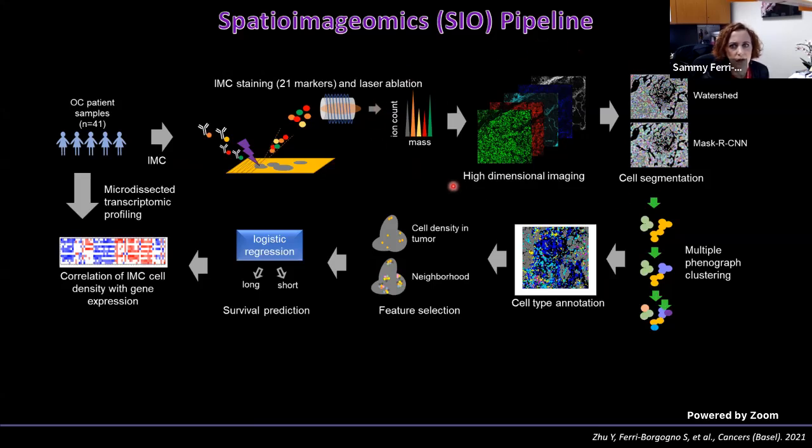So after the collection of high-dimensional images, we performed image analysis, and after multiple rounds of PhenoGraph clusterings, we were able to annotate the cell types, evaluate the cell densities in both tumor and the stroma, and perform neighborhood analysis. And we utilized this data to perform survival prediction, investigating if the combination of the markers that we utilized in IMC was able to divide the patients into short-term survival or long-term survival.